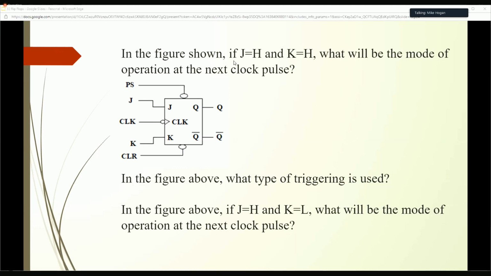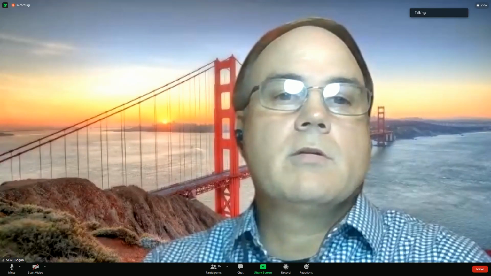Let's see. In the figure shown, if J is high and K is high, right, what will be the mode of operation at the next clock pulse? And so if we take a look at, it's not what I want.